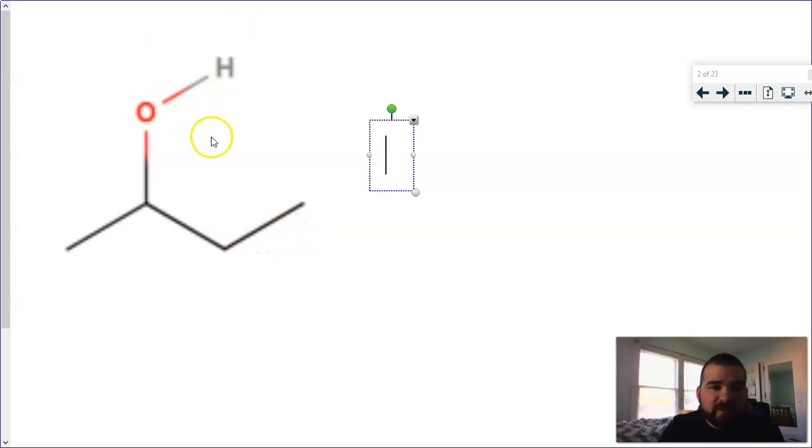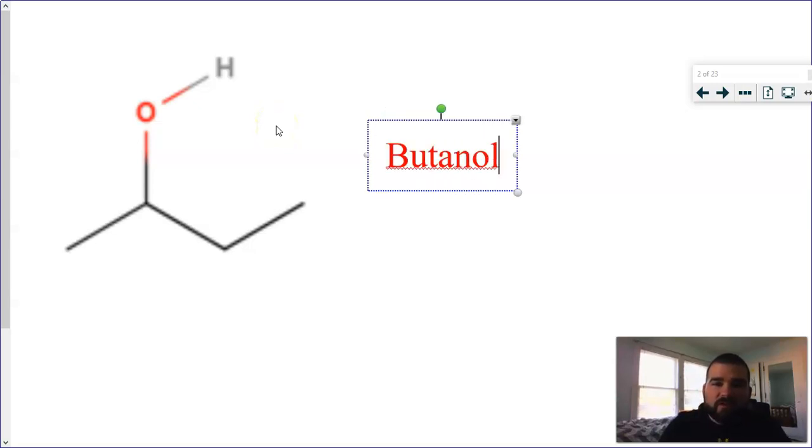We need to identify the functional group here. This is an OH, that's an alcohol. So we could call this butanol. But here's the problem. If I just say butanol, I don't know whether that OH is attached to this carbon, or this carbon, or this one, or this one. So we need a numbering system to identify where that hydroxide shows up. This is where numbering these carbons comes in.